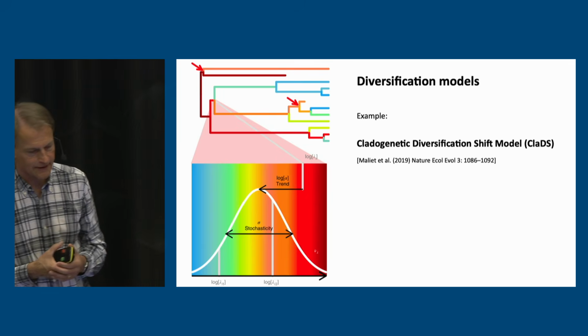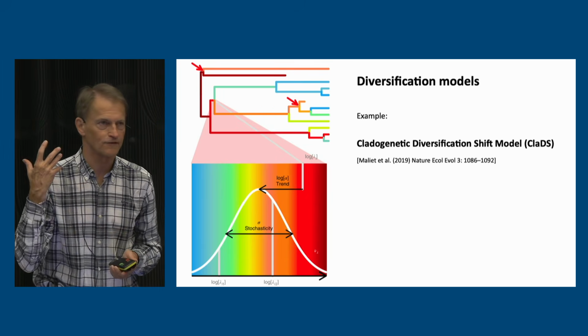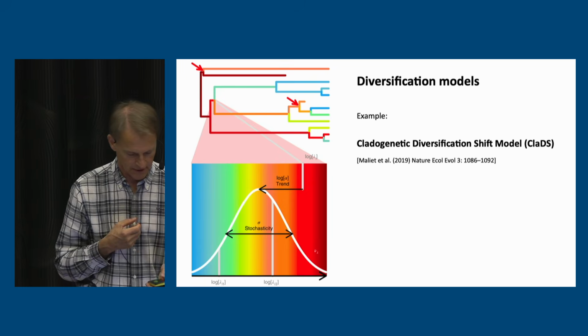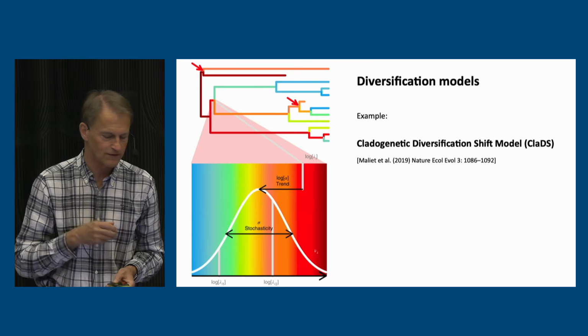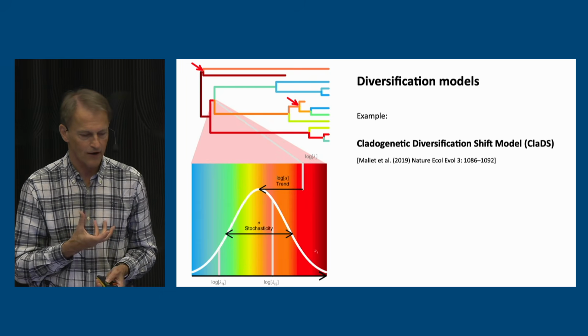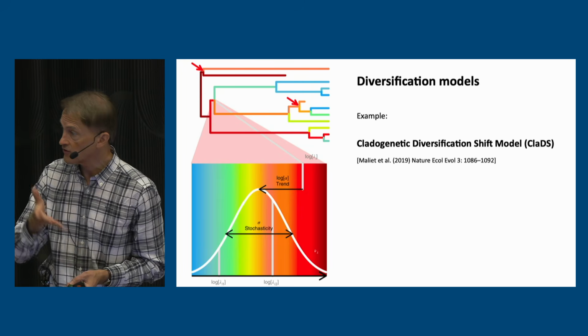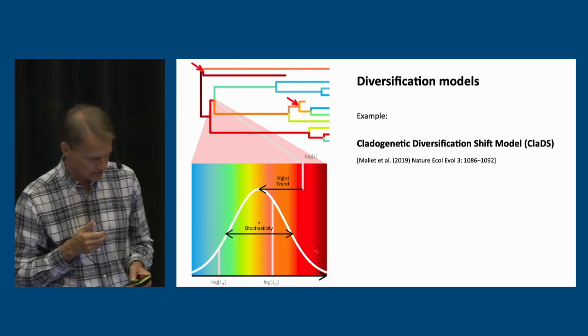And I think I'll end by giving you just a few examples of the types of models we work with currently using TreePPL. Perhaps most of the work we've done is on these diversification models, where we allow birth and death rates to vary along the tree. So the different lineages have different speciation and extinction rates.